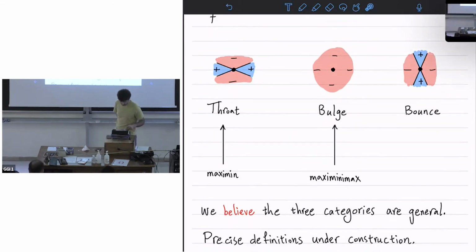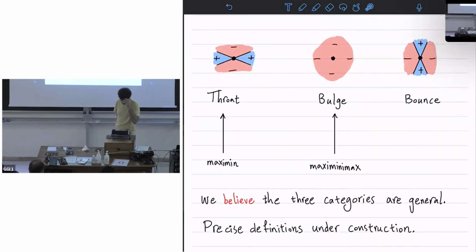Okay. So what else do I want to say about this? Okay. So bounces so far don't show up in quite a number that we can calculate on the boundary.